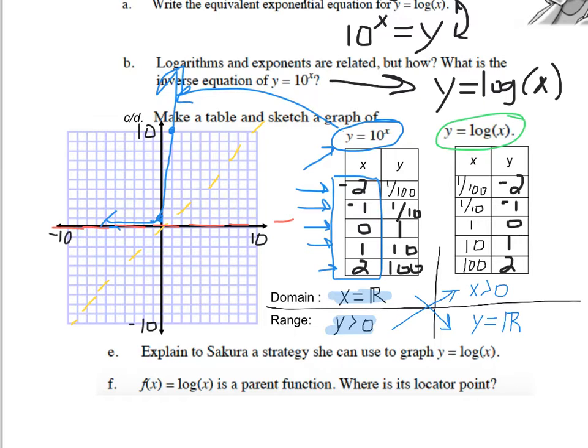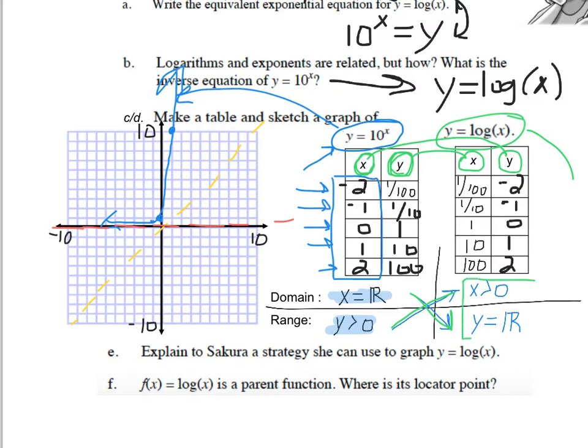Now for the log of x, in order to graph the log of x, what I'm going to do is swap my domain and range. That means in my table, the x values over here for 10 to the x become the y values for the log base 10 of x. And the y values for 10 to the x become the x values.